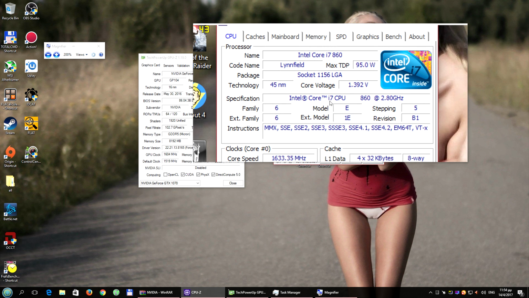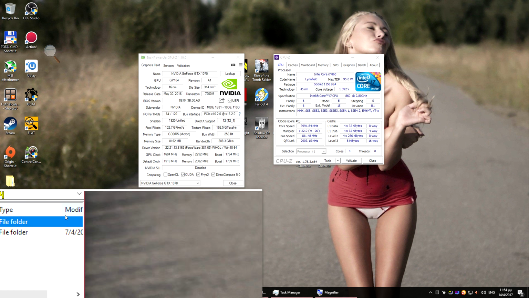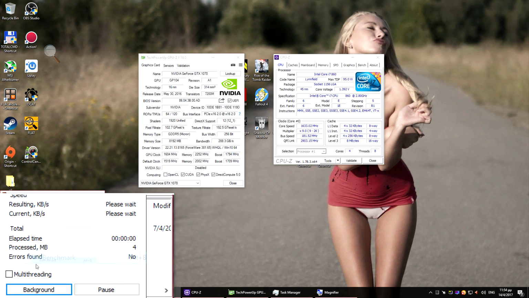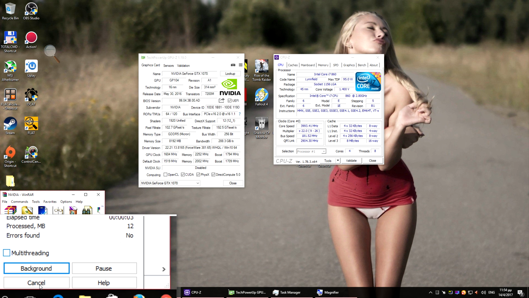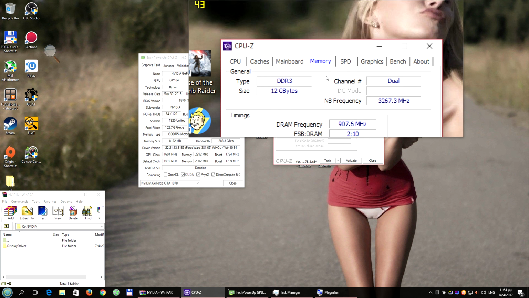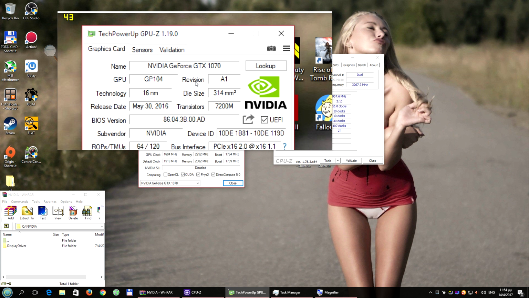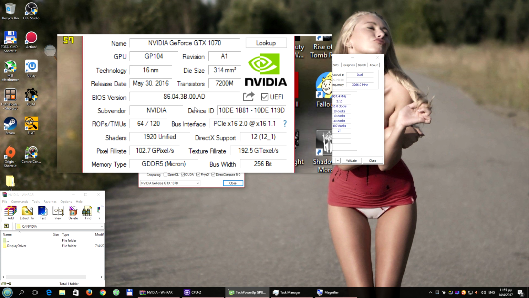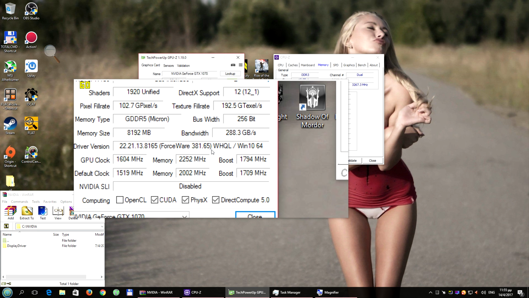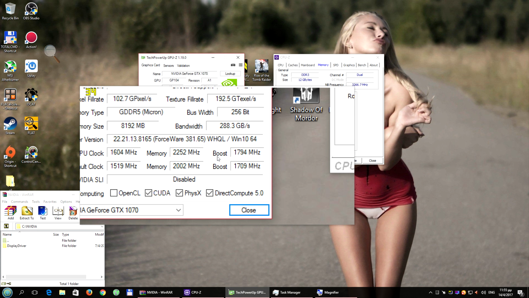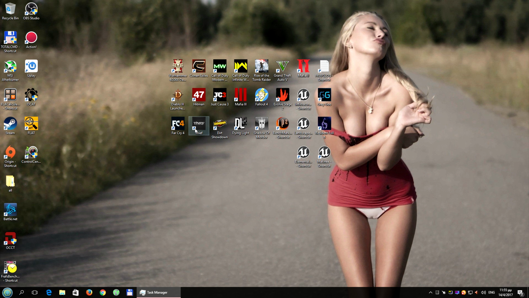The Core i7-860 is overclocked to 4 GHz, with 12 GB of memory, and the graphics card is a single GTX 1070 made by KFA2. It is the EX model. Latest drivers were installed, and it is also overclocked in order to reach 2 GHz of core clock.